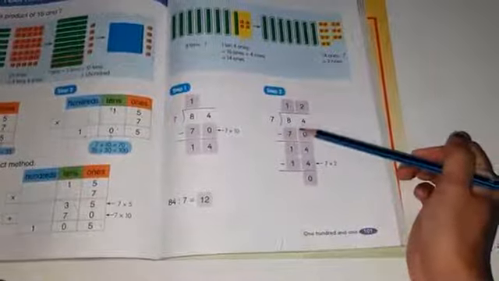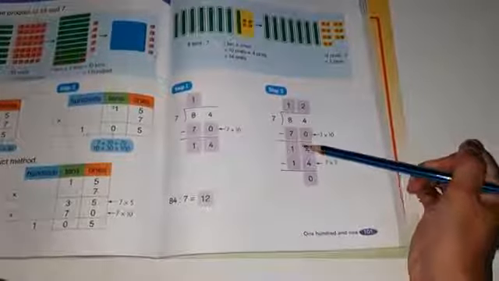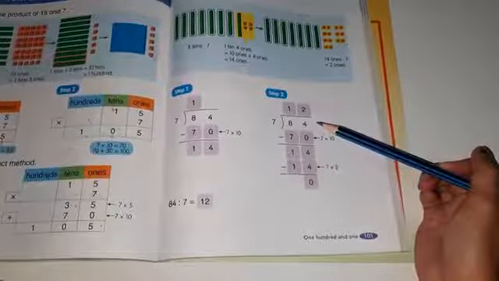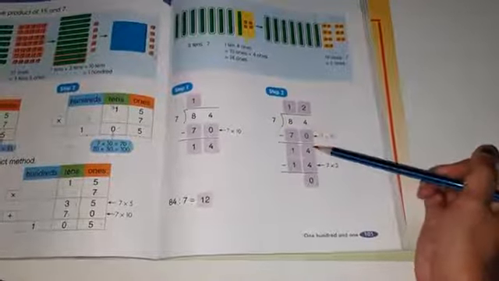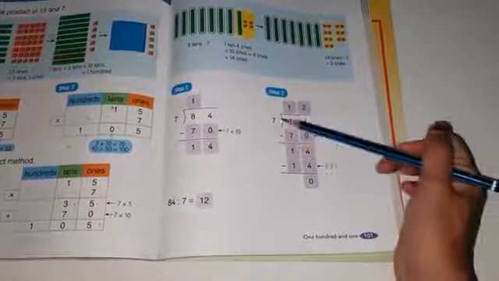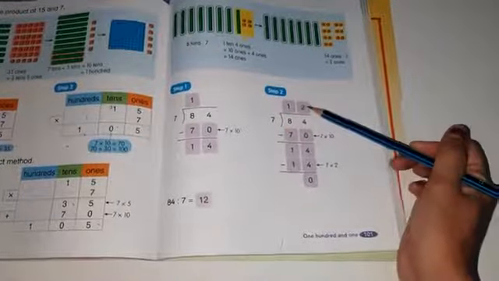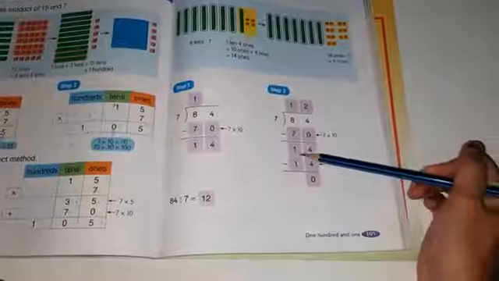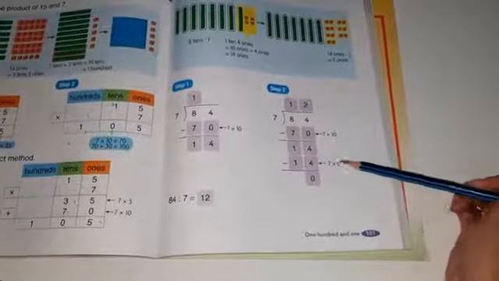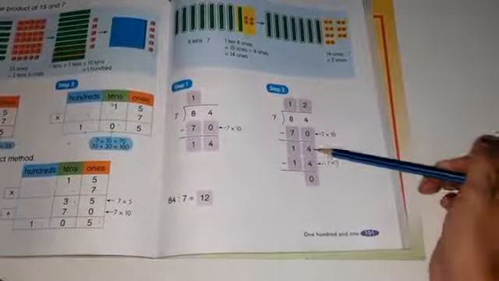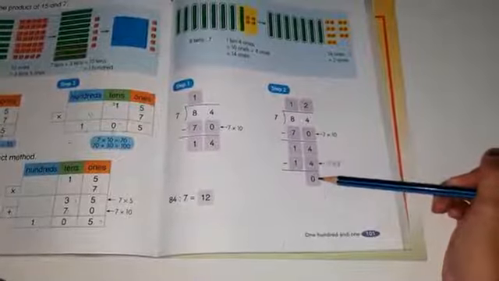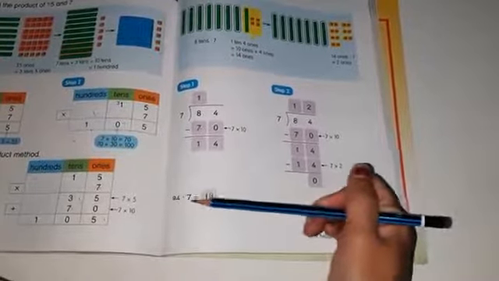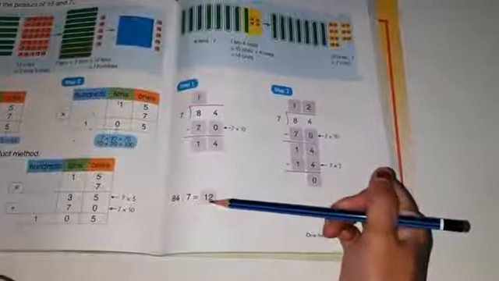Move to step 2. 14 times 7. Next, move to step 2. 14 divided 7 is 2. 2 times 7 is 14. We get 14 from 7 times 2. 14 minus 14 is 0. So 84 divided 7 equals 12.